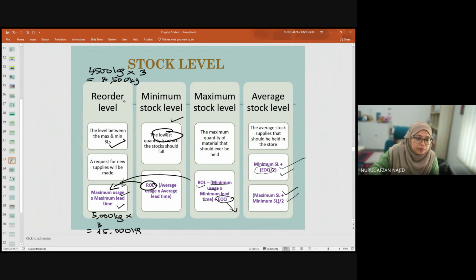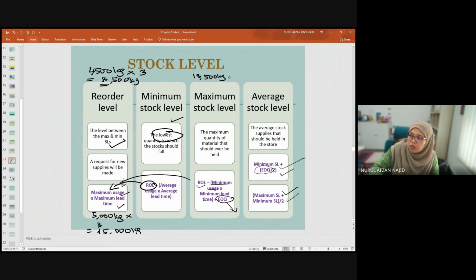13,500 kg. Okay. Then kita ada minimum stock level. So how to calculate maximum dulu. Maximum stock level. So how to calculate the maximum stock level? ROL. So ROL kita dah kira dah, yang ni ROL, 13,500 kg.